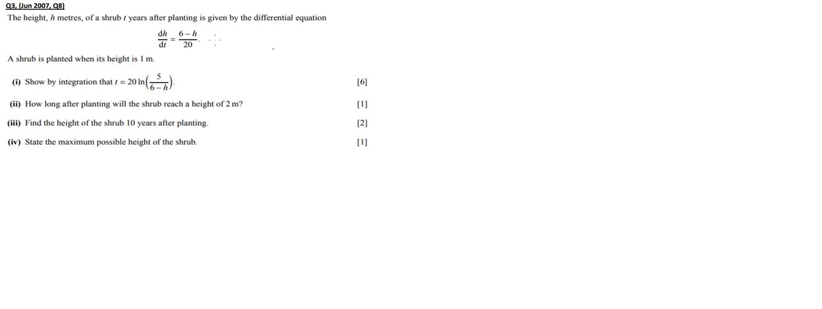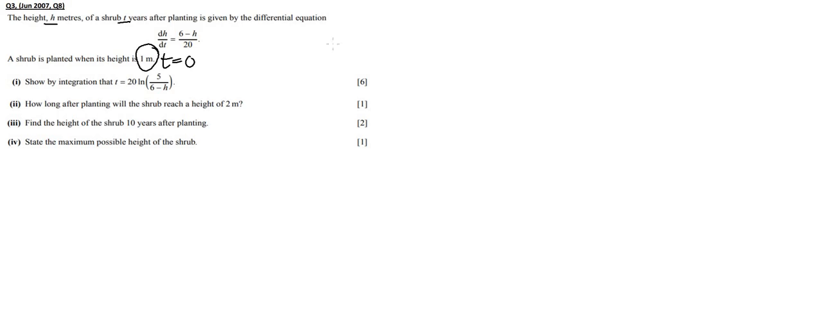Okay, so here's a differential equation. The height h in meters of a shrub t years after planting is given by this differential equation. A shrub is planted when its height is 1 meter. So that means when t was 0, that's when it's first planted. Firstly, we're going to show by integration that t equals 20 ln of 5 over 6 minus h.